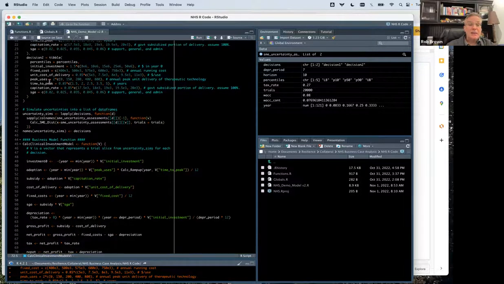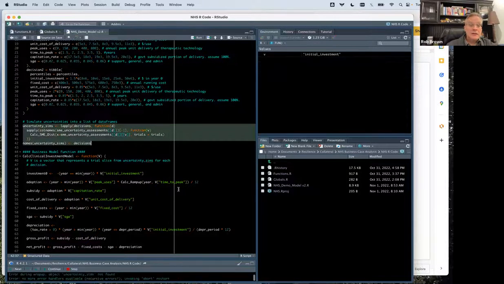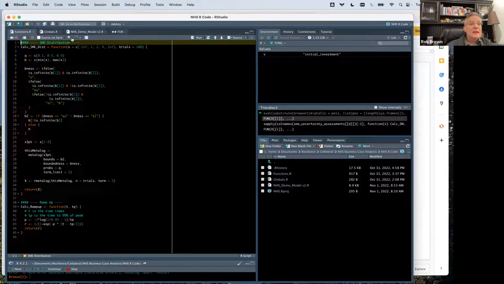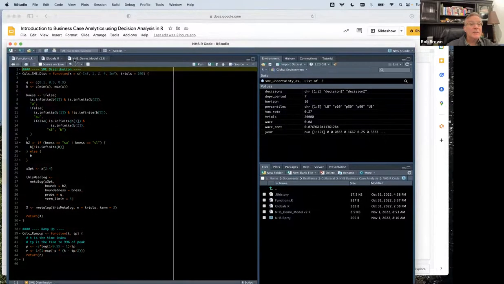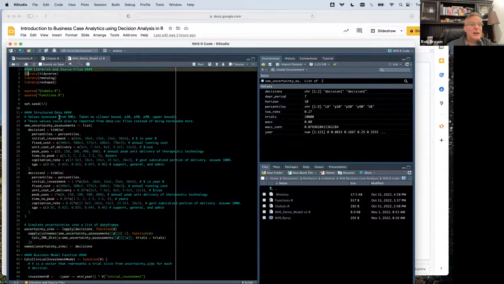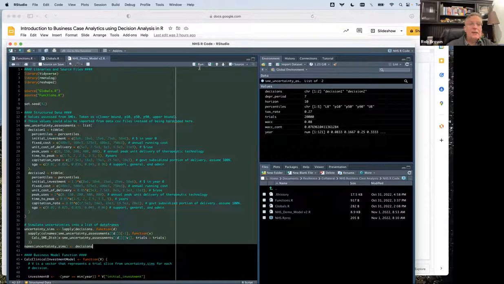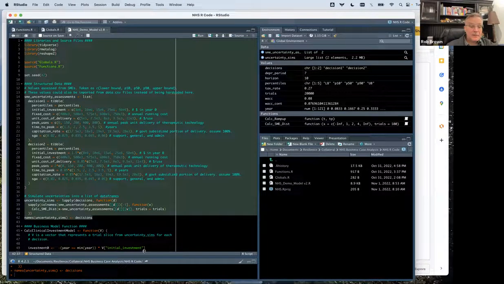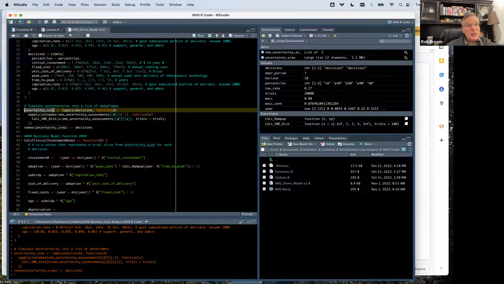So to see what that looks like, again, I'm going to take these inputs and run them. You know what I did? I forgot to run the top. So I need to run all of these. And there we go. Not a total disaster.